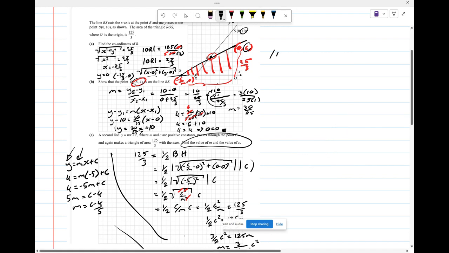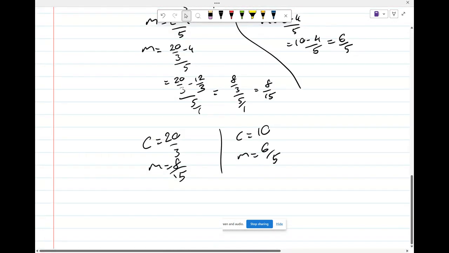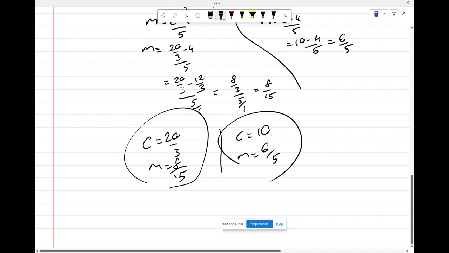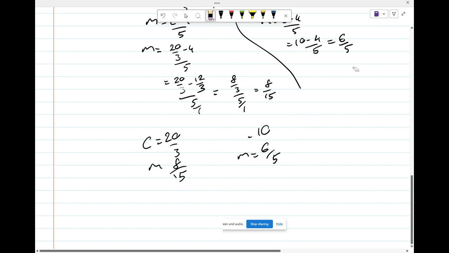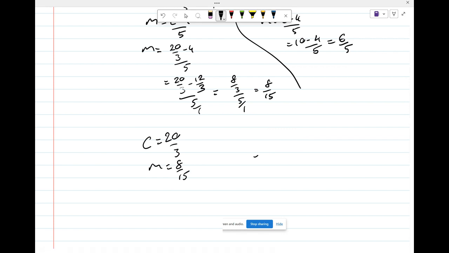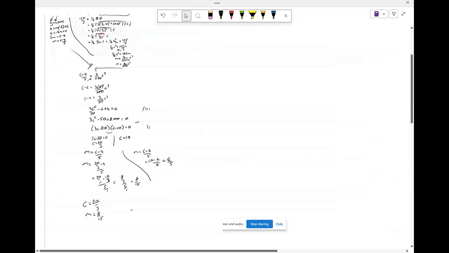But it just says find the value of m and the value of c, where m and c are positive constants. So both of these are positive, and both of these are positive. So either one is a valid answer. So just choose one. Let's say we choose this one here. So when c is 20 over 3, m is 8 over 15. And that's that question done.